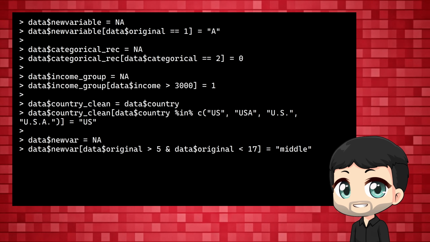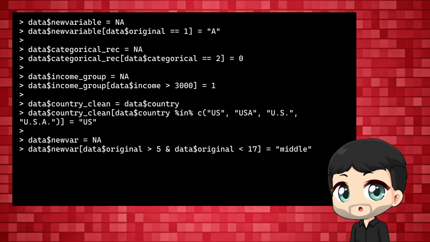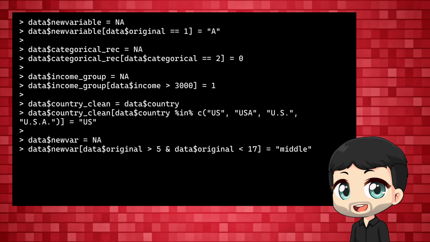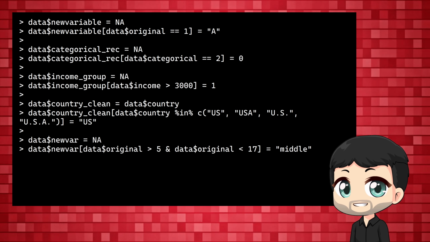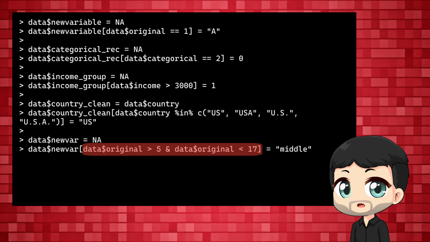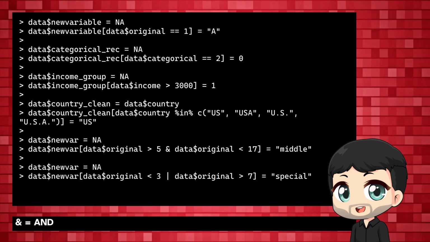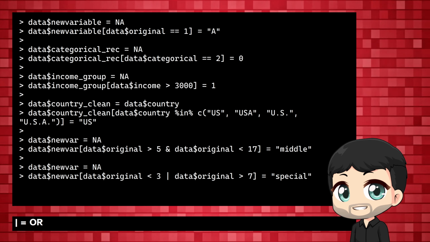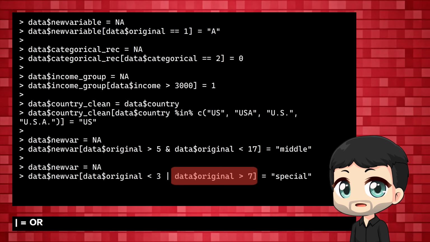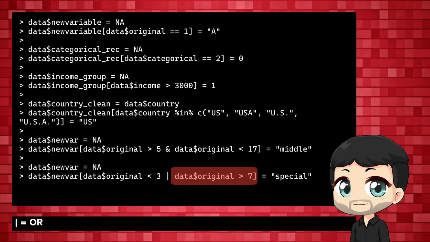Finally, we can combine several conditions using the ampersand and the vertical bar. If necessary, add some brackets. With the ampersand, we combine conditions. We recode only if both conditions are true, such as greater than 5 and less than 17. We can use the vertical bar for or, which means that we recode if one of the conditions is sufficient on its own, like less than 3 or greater than 7.